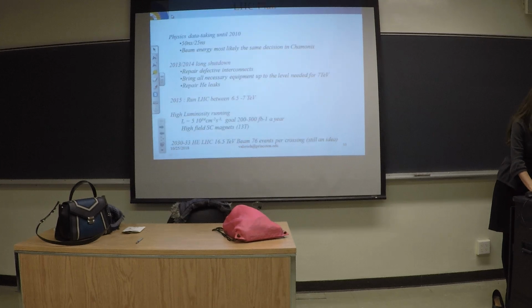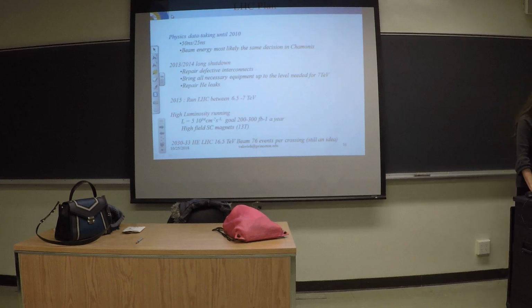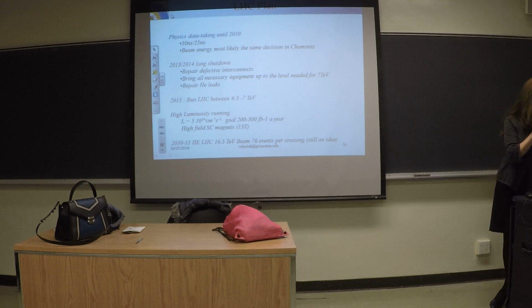So I won't go over all this. I will continue. So we have the LHC plan. When I say LHC here, I mean the accelerator people. So what was their plan? The plan was that physics data taking until 2010 would be with 25 to 50, usually 50 nanosecond bunch spacing.